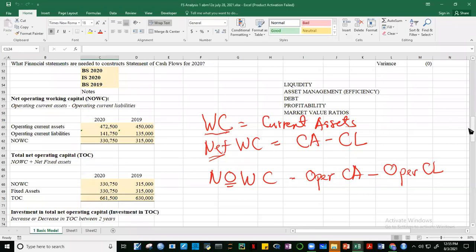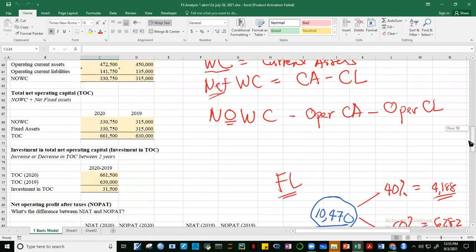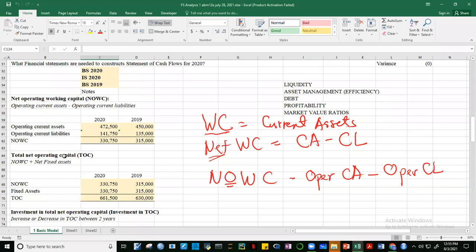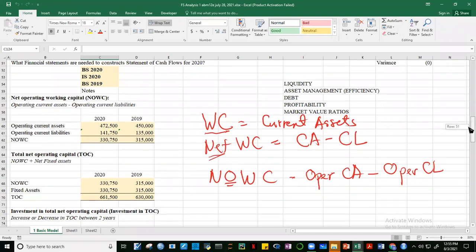So today we're going to look at the second part of this worksheet that we were working on. There are measures here like net operating working capital, total operating capital, investment in TOC, etc. Let's begin with the end in mind.